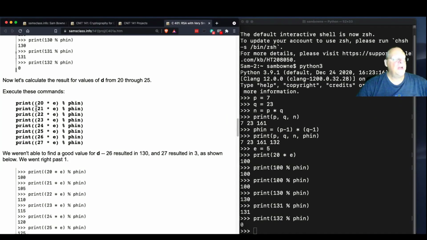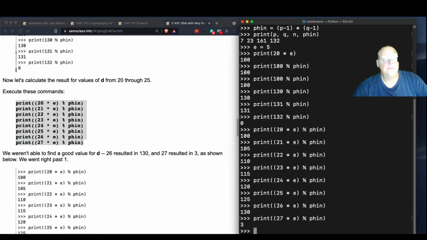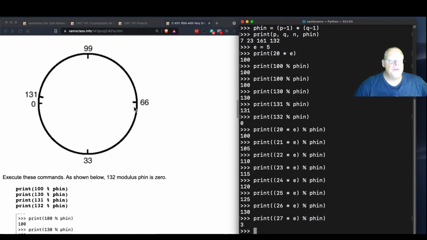So now we can try calculating multiples of the encryption key, E. So let's try these. All right, so 20 E's is 100, 21 E's is 105, 22 is 110, 25 is 125, 26 is 130, but 27 times 5 is 3. It would be 135, but you've wrapped around at 132, so it's 3 past that point. So you've gone around the circle and skipped 1 and made it back to here.